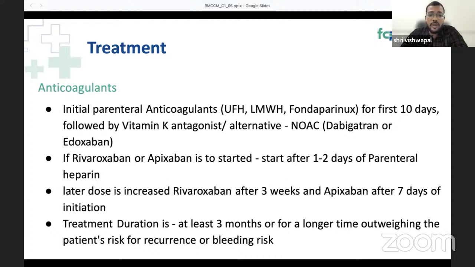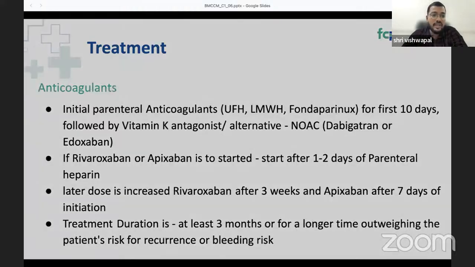If rivaroxaban or apixaban is to be started, we have to start within 1 or 2 days of parenteral heparin. Later, the dose can be increased for rivaroxaban in the subsequent 3 weeks, and for apixaban in the subsequent 7 days of treatment. Treatment duration is almost 3 months, and longer if the risk of recurrence outweighs the bleeding risk. We'll discuss the treatment duration in the upcoming slides.